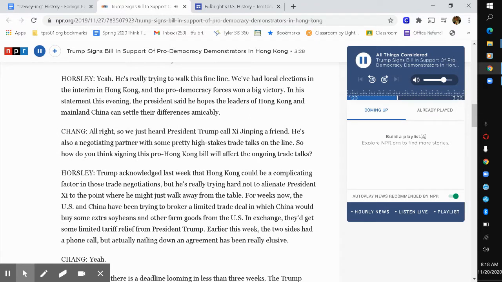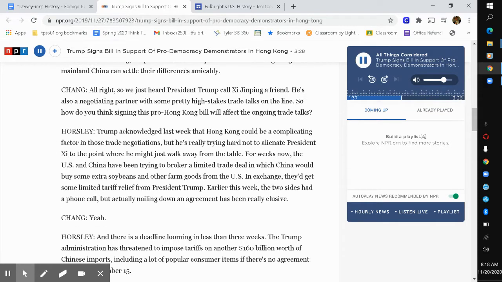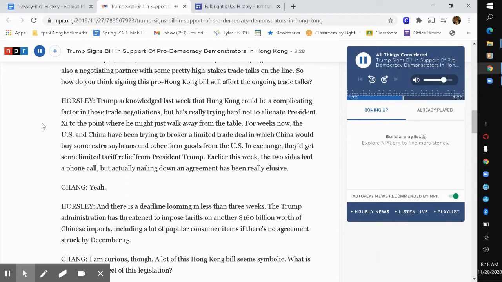He's also a negotiating partner with some pretty high stakes trade talks on the line. So, how do you think signing this pro Hong Kong bill will affect the ongoing trade talks? Trump acknowledged last week that Hong Kong could be a complicating factor in those trade negotiations, but he's really trying hard not to alienate President Xi to the point where he might just walk away from the table.